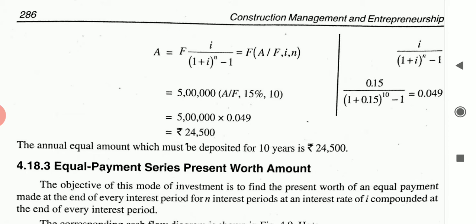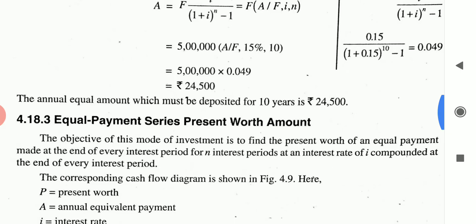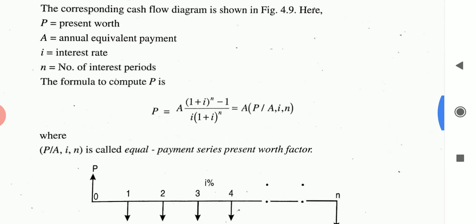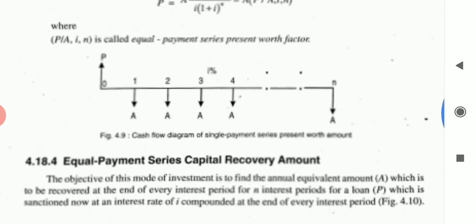So A is the deposited amount. We will get the deposited amount by using this formula. Okay. Next one is equal payment series present worth amount. In these cases, the flow diagram looks like this.